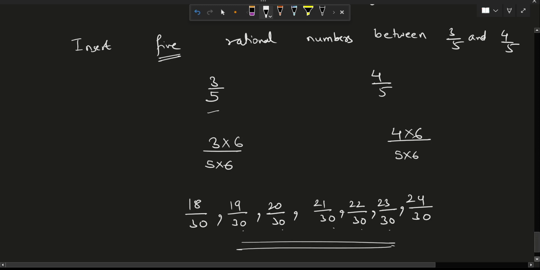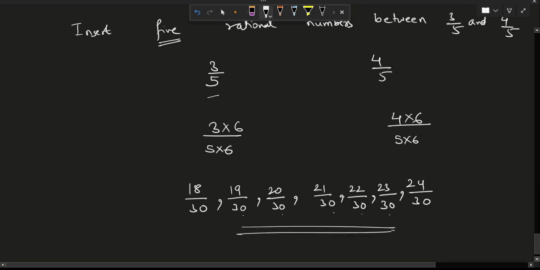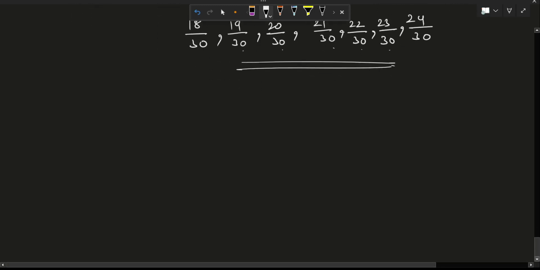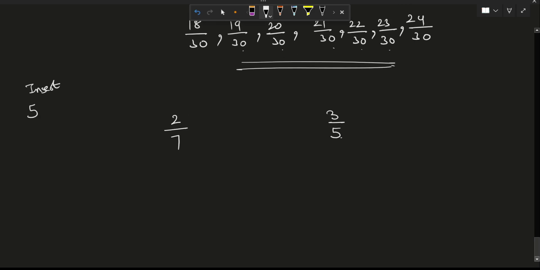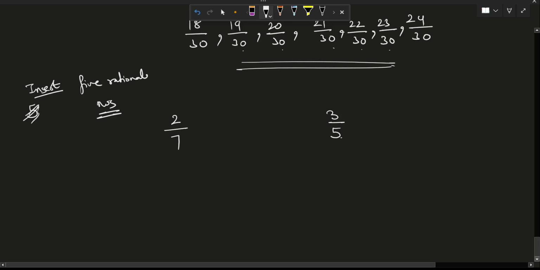Clear? Here in this case, they were already like fractions. Sometimes you will get fractions which are not like. Let's take an example. You need to insert, let's say, 5 rational numbers between 2 by 7 and 3 by 5. Now if I have to insert 5 rational numbers, I have to first make them like fractions. How can I make them like? LCM of 7 and 5, that is 35 only.